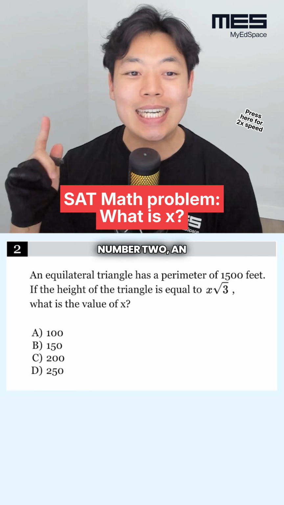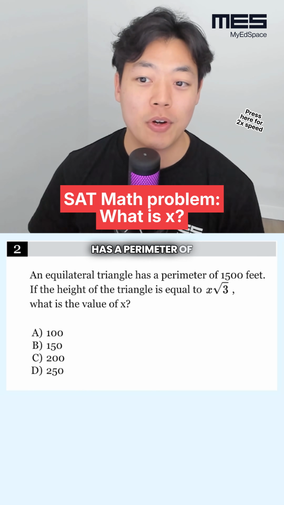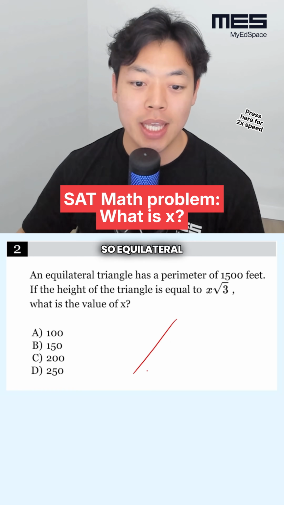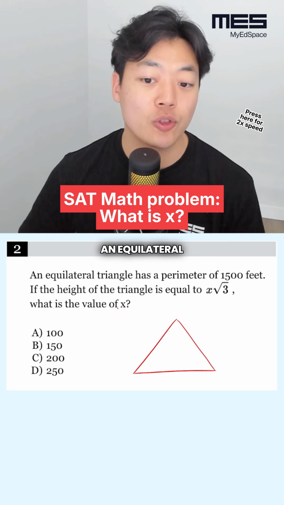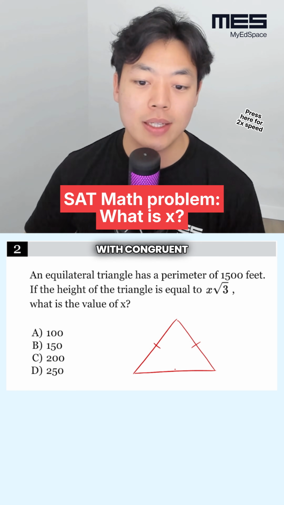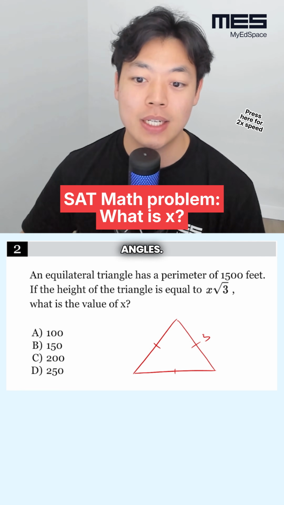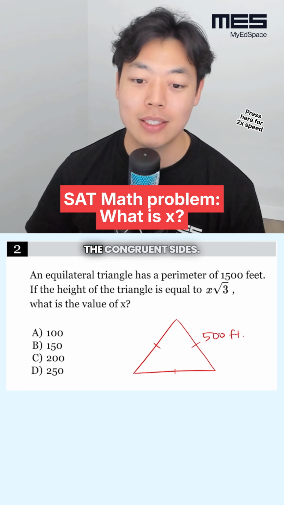Number 2, an equilateral triangle has a perimeter of 1,500 feet. Now, what is an equilateral triangle? It's a triangle with congruent sides and congruent angles. In this case, we only care about the congruent sides.